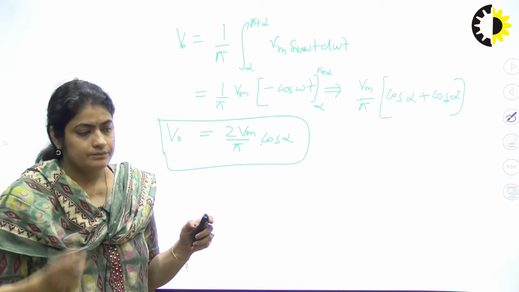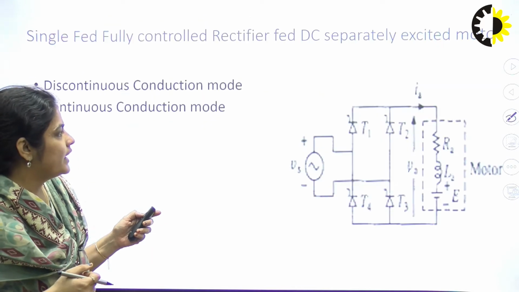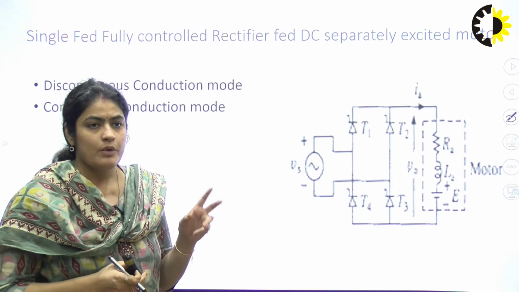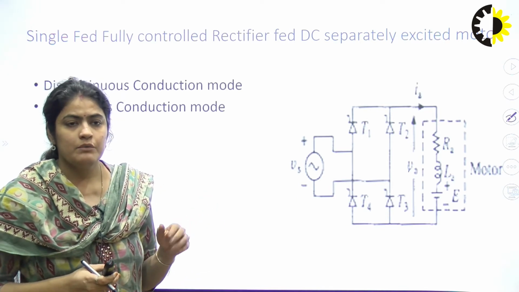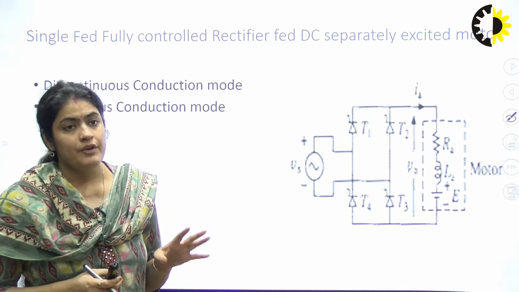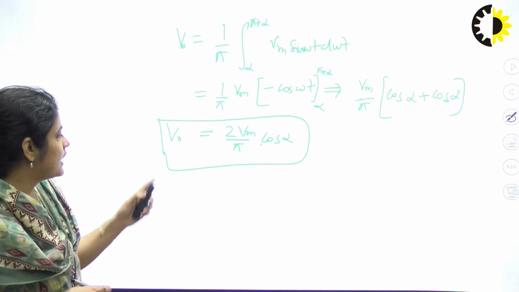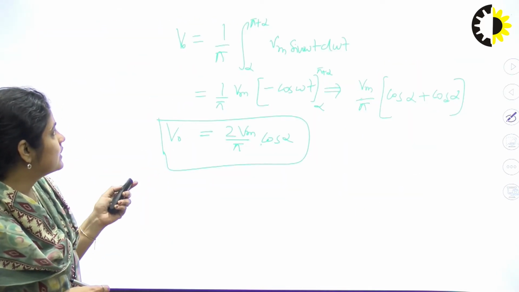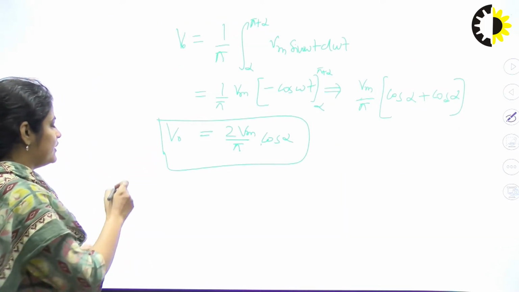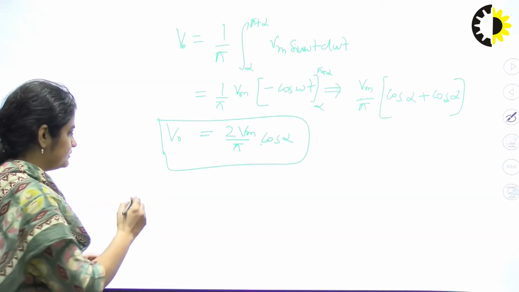Now if your circuit is operating in the discontinuous mode, that means when the motor drive is operating, at some instant the current will be 0, right? So here I am going to consider the discontinuous mode, but before the discontinuous mode, also you can find out the speed of the motor, right?